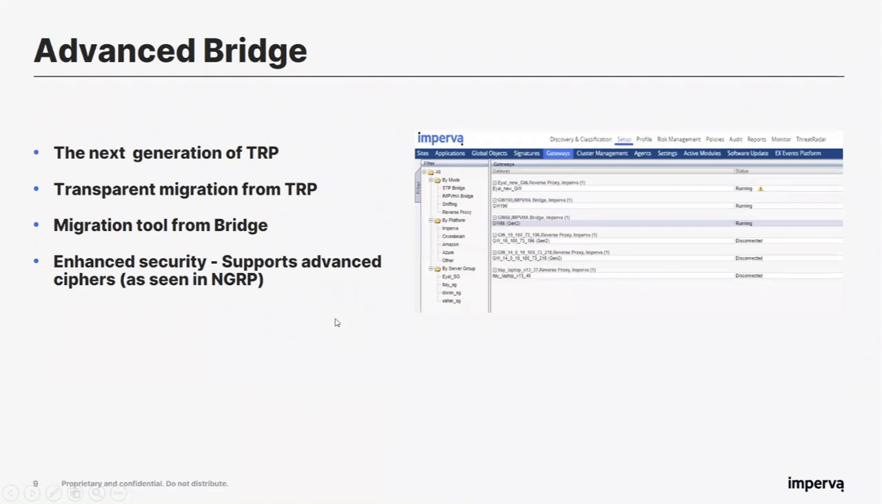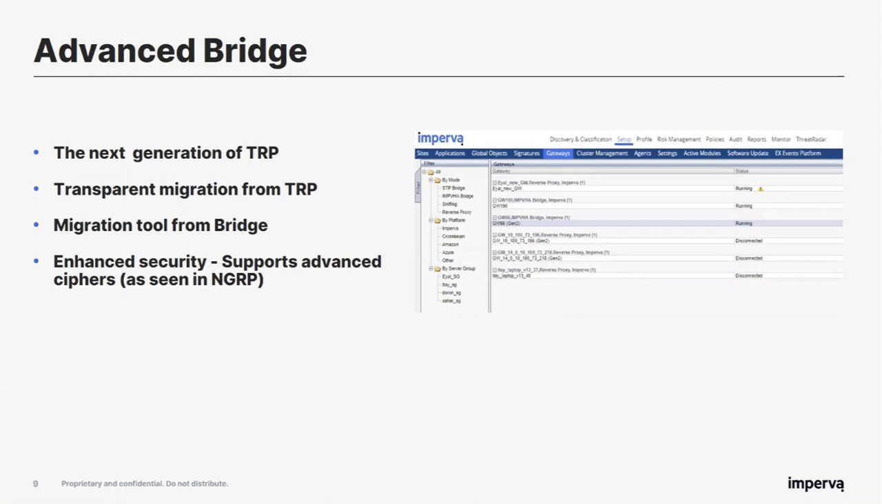Next one is Advanced Bridge. In version 14.3, again, November this year, we're going to be releasing Advanced Bridge. The Advanced Bridge is basically the next generation of TRP, same as NGRP is the next generation of KRP. Advanced Bridge will eventually replace TRP. Still in version 14.3, both would exist, TRP and Advanced Bridge.